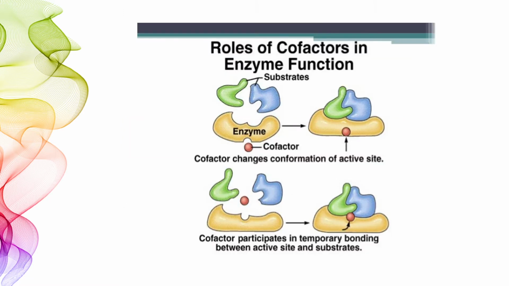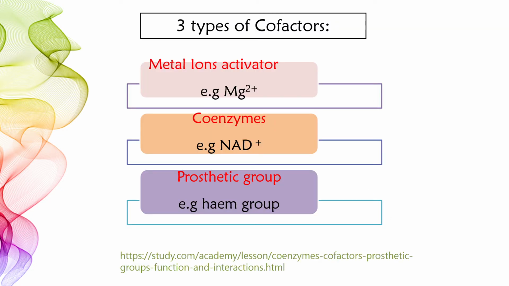This figure shows roles of cofactor in enzyme function. The first picture shows when cofactor binds to the enzyme, it changes the conformation of the active site, makes the substrate fit well. The second picture shows cofactor participates in temporary bonding between active site and substrates. The three types of cofactors are metal ion activator, example magnesium ion; coenzyme, example NAD+; prosthetic group, example heme group.